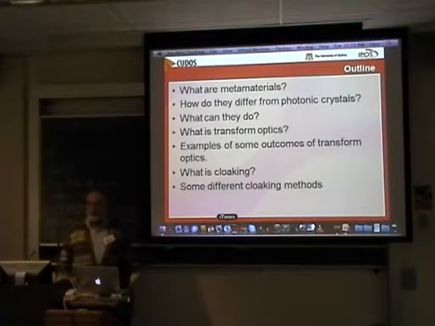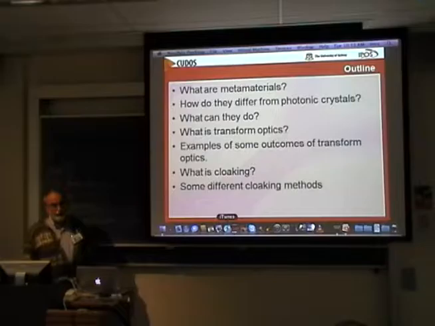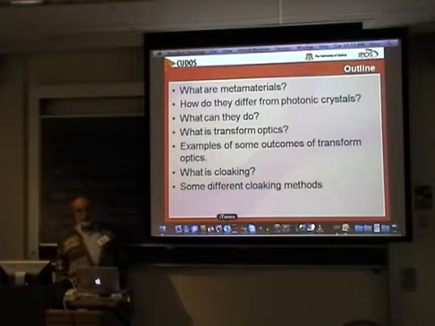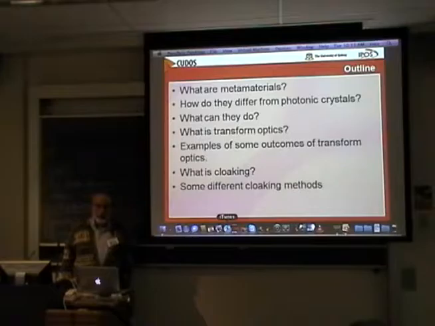So here are some points from what I'm going to be discussing. I'll be discussing metamaterials. I won't get to the definition until towards the end of this first lecture. And I'll be comparing and contrasting them to some extent with photonic crystals, talking about their properties, what they enable you to do. Then in the second lecture, I'll be talking about transform optics, which is a very new field, which in fact powers a lot of the activity in metamaterials, talking about its outcomes, then going on to cloaking and talking about some different cloaking methods.